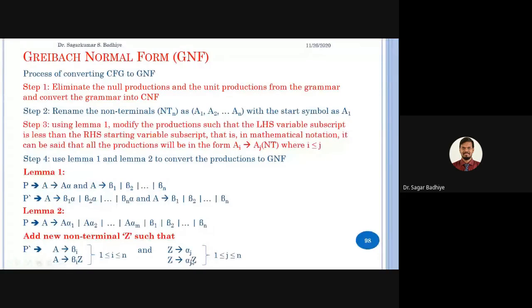That is, Z derives to alpha j Z. We'll introduce it as a right recursion, not left recursion, and then the value of j will be greater than or equal to 1 but less than or equal to m. I had kept it n, but this should be m, right? So j should be less than or equal to m and greater than or equal to 1. So this is m, not n. Okay, so these are the steps for converting the given CFG to GNF.